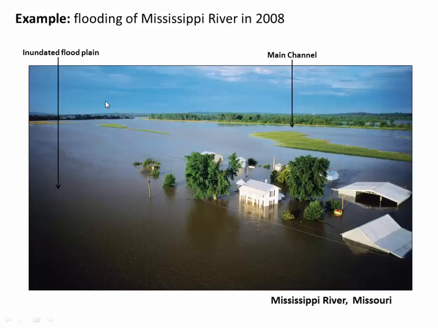Here's an example of that in the Mississippi River 2008 flood in Missouri. The main channel is out here, and you can see that the floodwaters have completely overtopped that channel and have inundated this entire area of the floodplain. So floodplain is a relative term. It depends how bad the flood is. In a very large flood, everything gets included in the floodplain. In smaller floods, the water might only cover a more proximal piece of the floodplain.